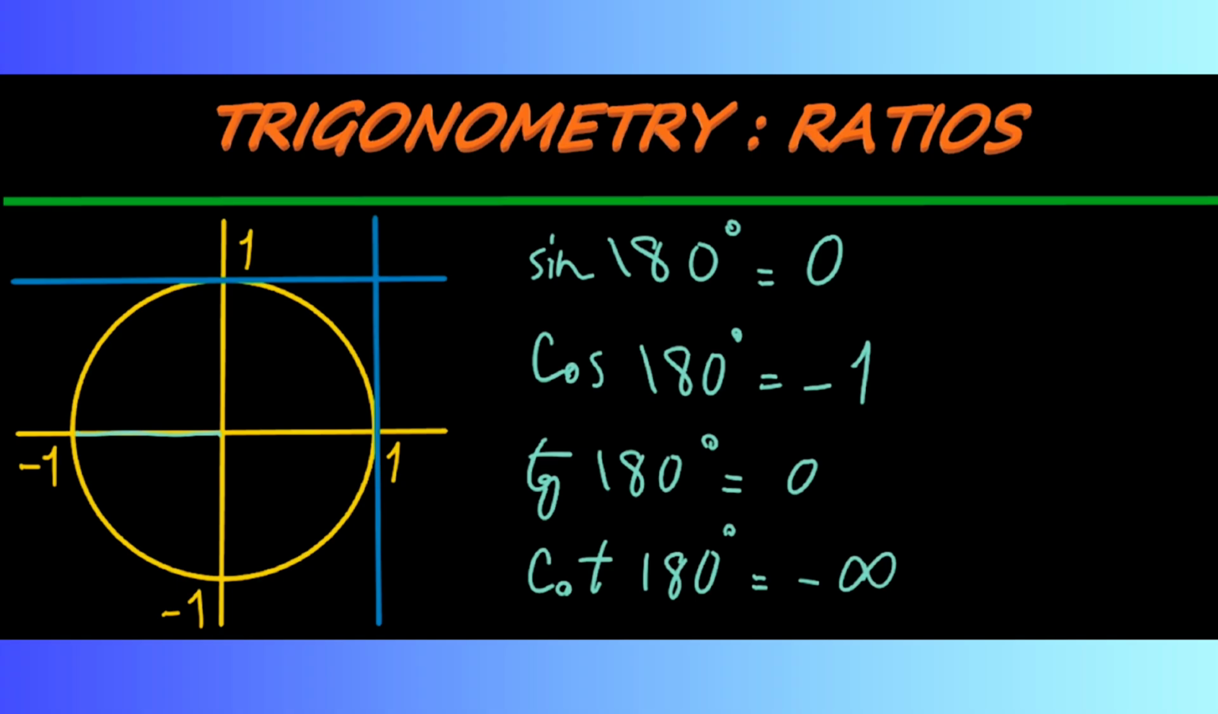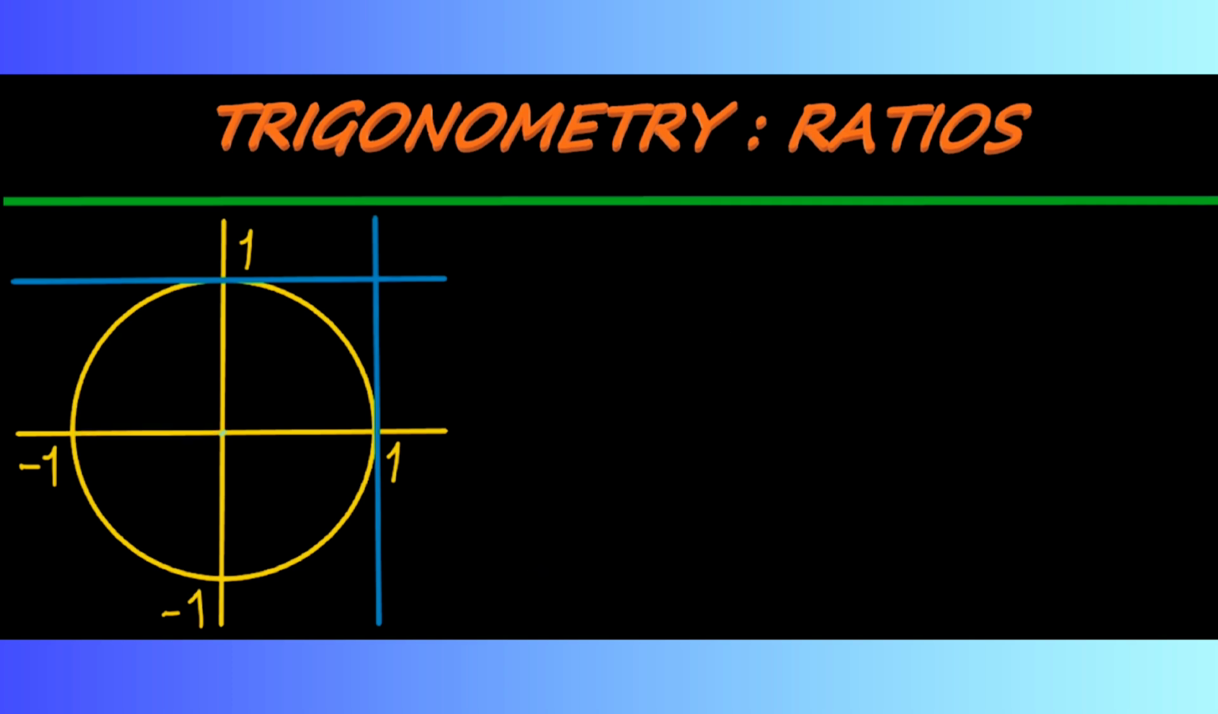If you approach 180 degrees from above on the unit circle, you get negative infinite. And if you approach 180 degrees clockwise from downside on the circle, you get positive infinite. But on the angle itself, you can say both positive or negative infinite.